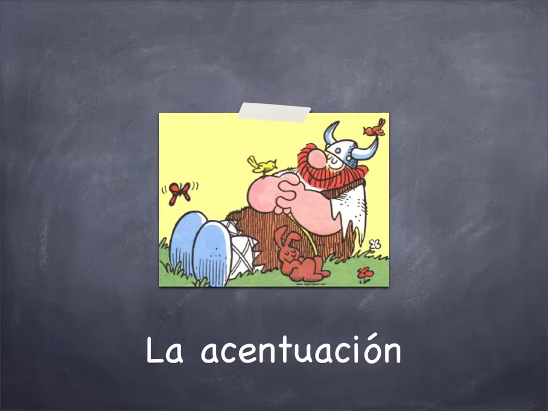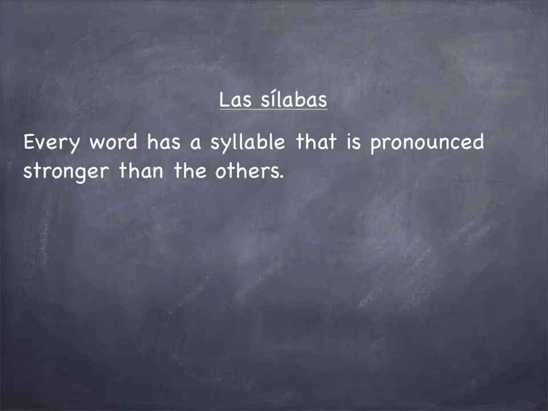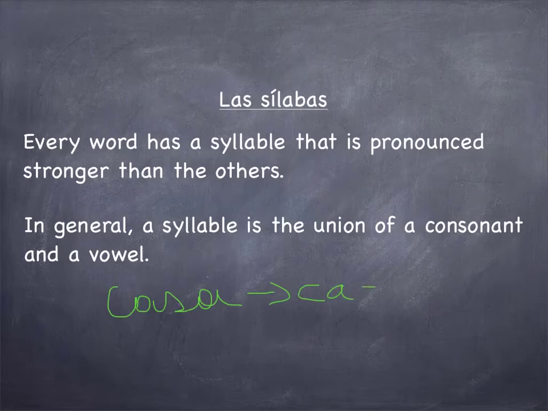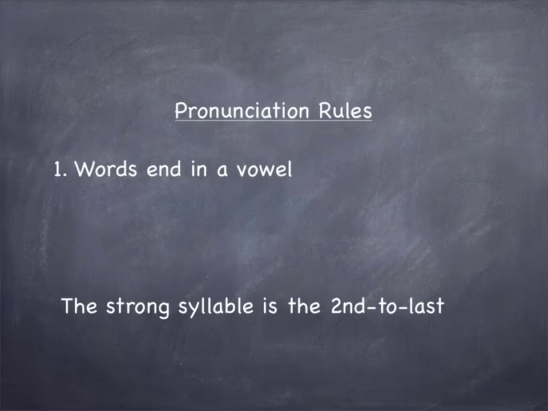In today's lesson, we're going to learn about how to mark accents in Spanish. In Spanish, words are divided into syllables, and every word has a syllable that is pronounced stronger than the others. In general, a syllable is the union of a consonant and a vowel. Let's take a look at, for example, the word casa. Casa has two syllables, ca, sa.